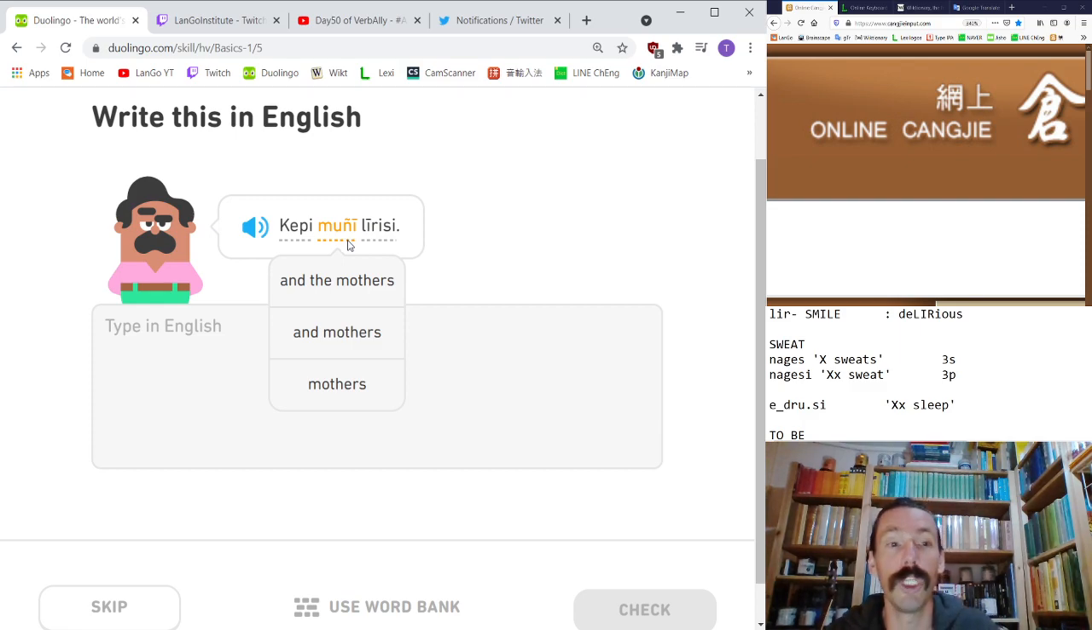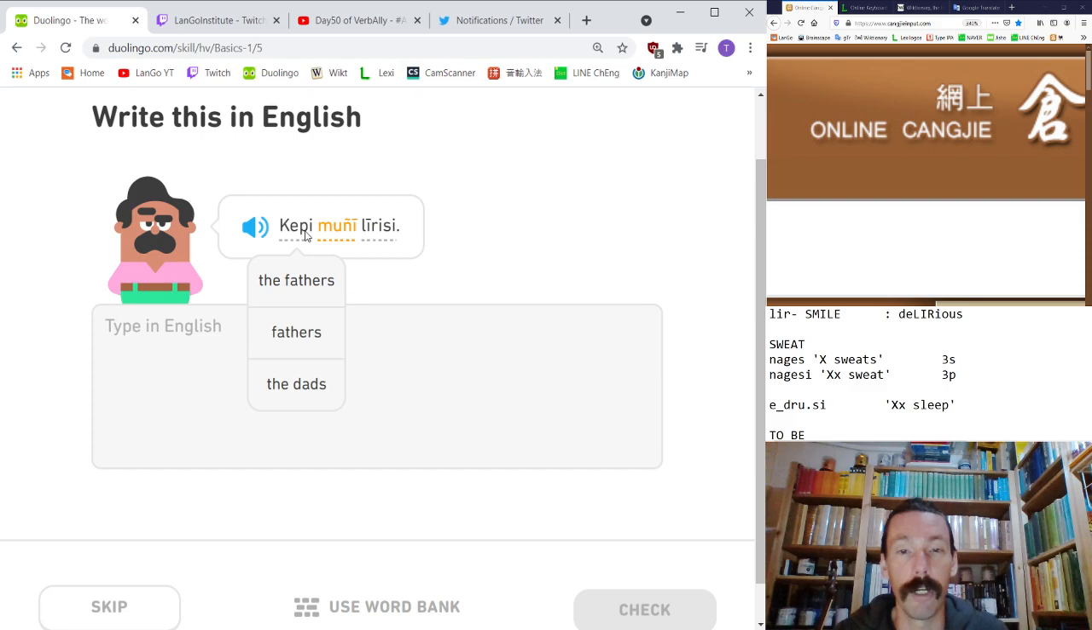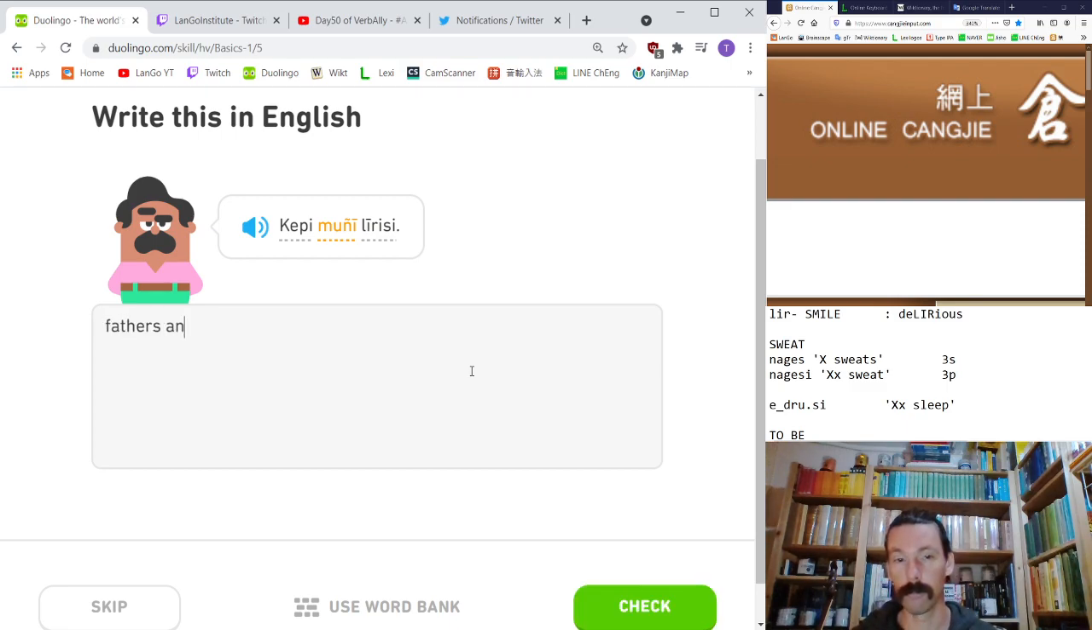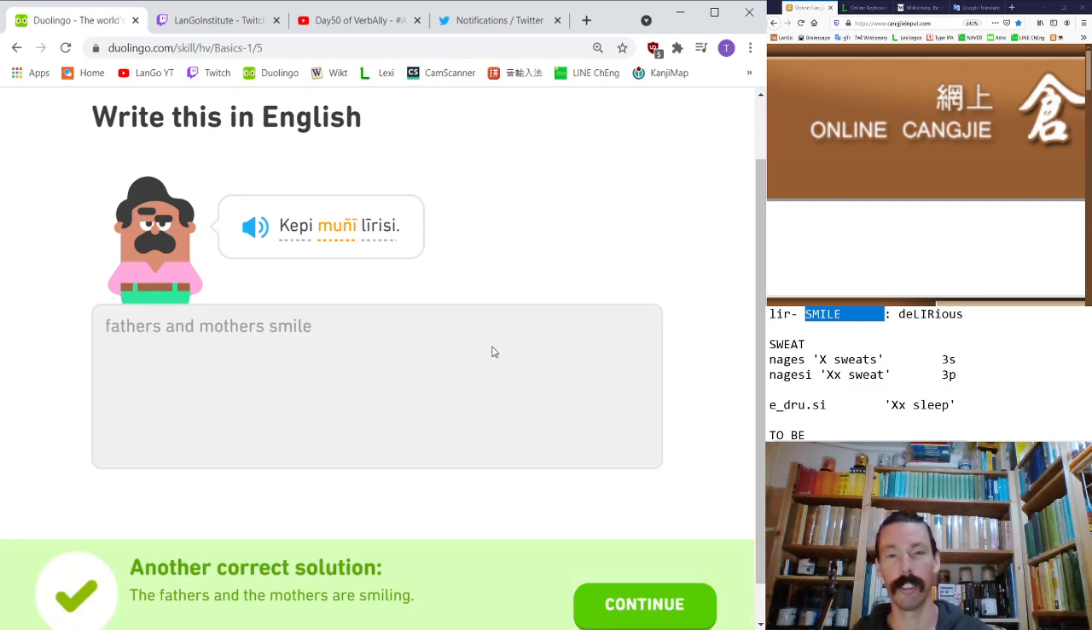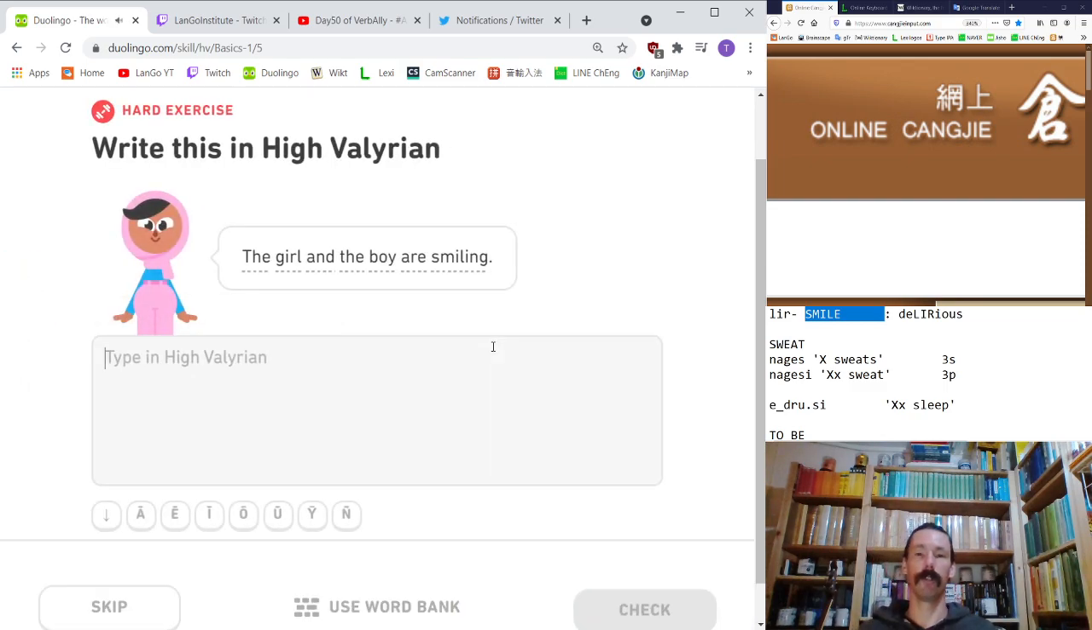Munyi. Kepi. Fathers, plural, mothers, they lirisi. They are delirious, they laugh. Or smile, was it? Smile or laugh? There it is. Smile deliriously. Smile. The girl and the boy are smiling.